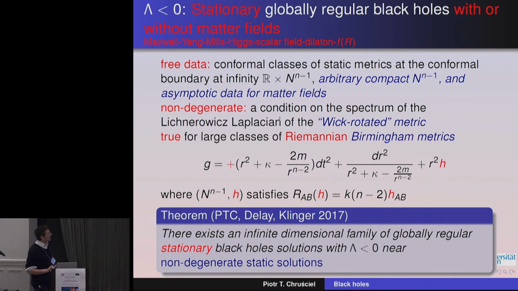This would be your usual Schwarzschild anti-de Sitter metric sitting here, but then you can be in any dimension, and this metric h could be a metric on a two-sphere, that would be Schwarzschild anti-de Sitter from freshman general relativity, but any space form metric here in any dimension works, and we can prove that there are large classes of such metrics which satisfy this non-degeneracy condition.